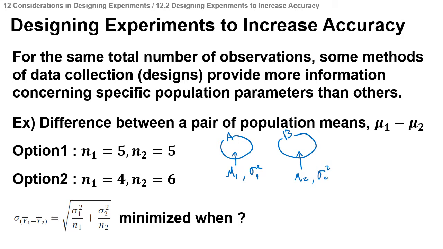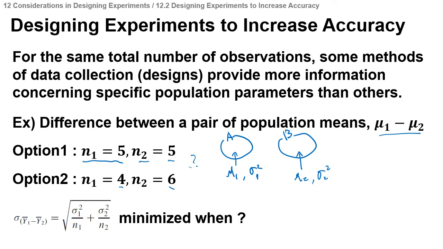For population B, the mean is mu2 and the variance is sigma 2 square. If we want to test the population mean difference, mu1 minus mu2, what design would be better? Option 1 is to take 5 in the first sample and 5 in the second sample. In option 2, we take 4 samples from population 1 and 6 from population 2. What design would be better? That's the question.